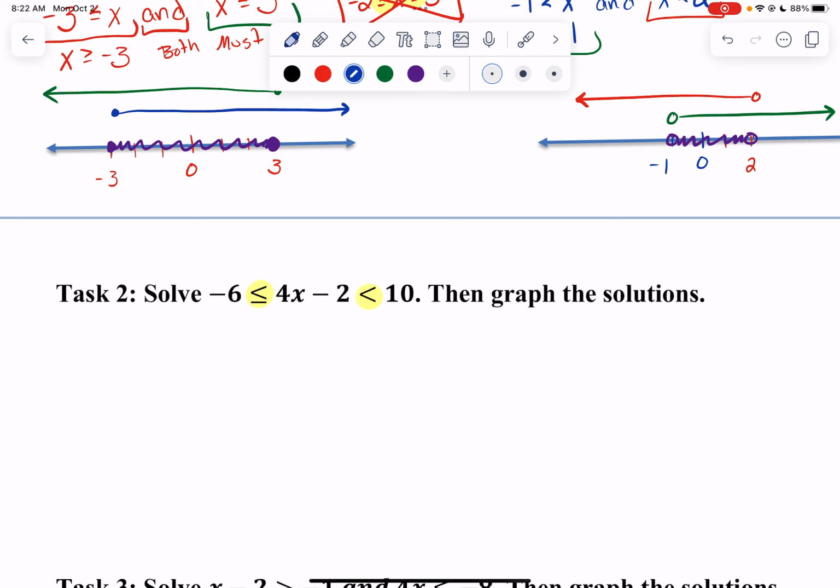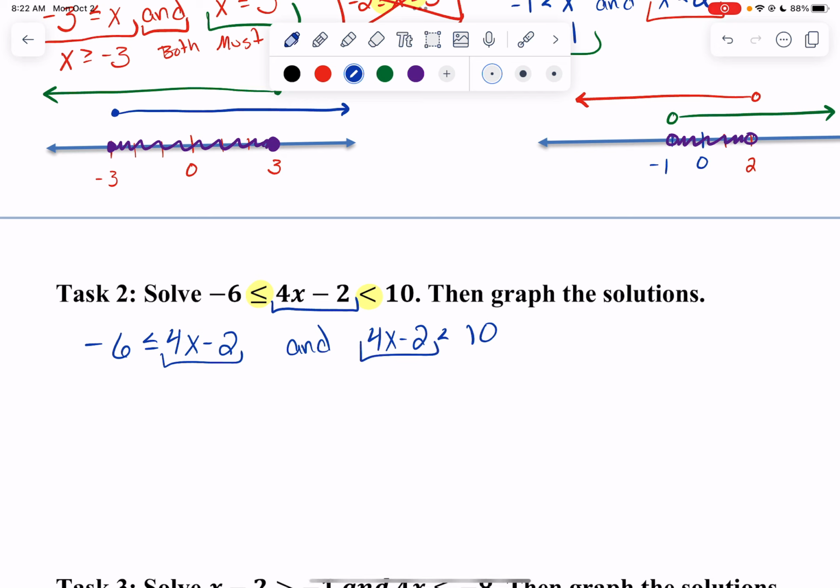So first step, I'm going to break this up into an and. We have -6 is less than or equal to 4x minus 2. So this whole thing is in the middle, so that whole thing goes here. And now 4x minus 2 is less than 10. Again, there's my middle. So always identify where the middle of these inequalities is, and that's the point that repeats.